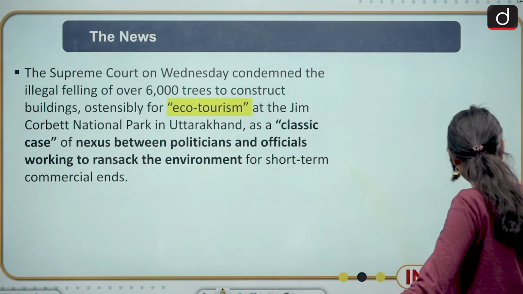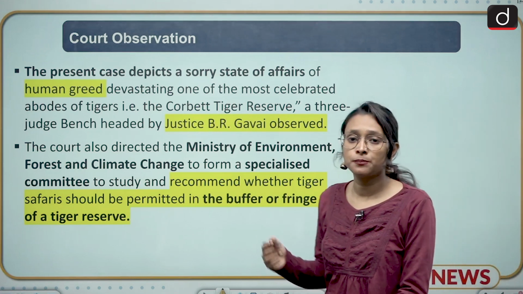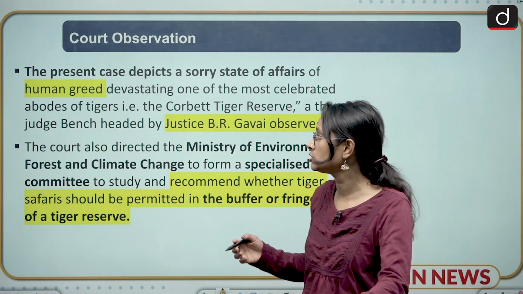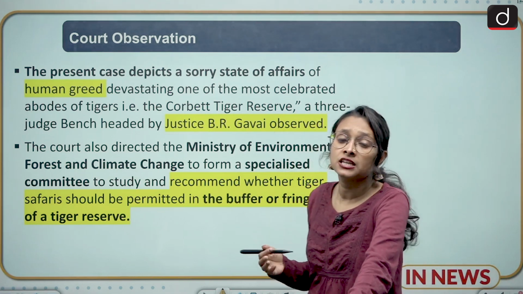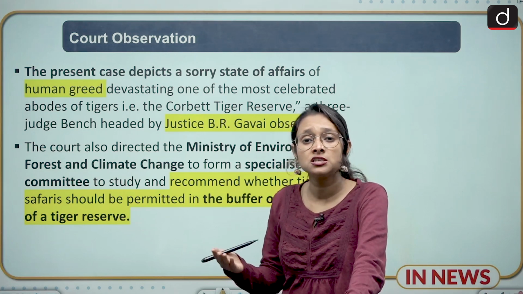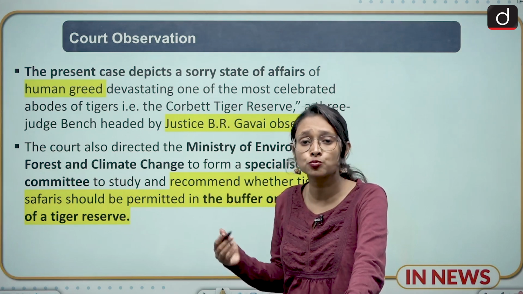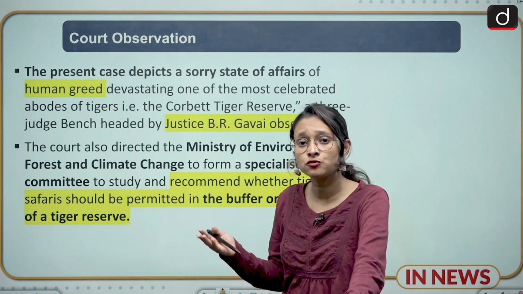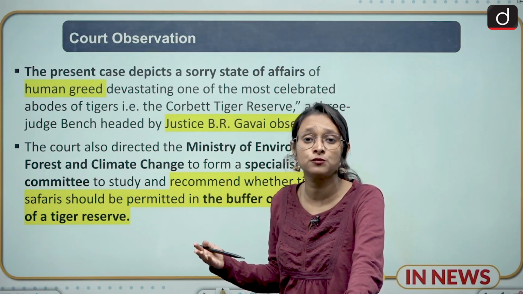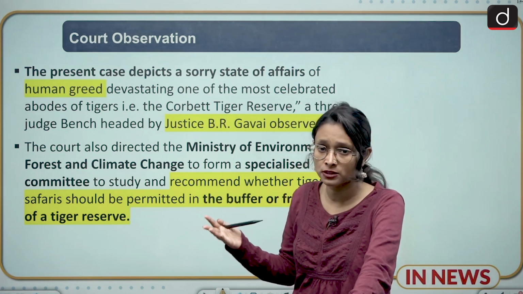Moving to the next slide. The next slide is about court observations. In the present case, the Supreme Court has made a few observations. The first observation is that in the name of human greed and in the name of ecotourism, this is a very sorry state for all humans, that we have stooped to this level where we are illegally felling so many trees because of our own greed. So this is one observation by the Supreme Court.